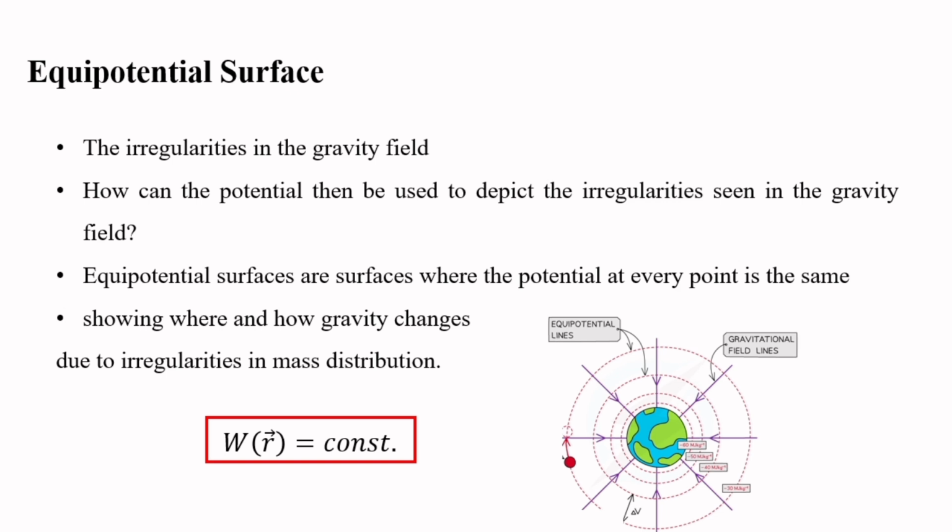Due to mass distribution irregularities within the Earth, the equipotential surfaces are irregular. Where the gravitational field is stronger, the equipotential surfaces are closer together. Where it's weaker, they are further apart. So they can show where and how gravity changes due to irregularities in mass distribution.